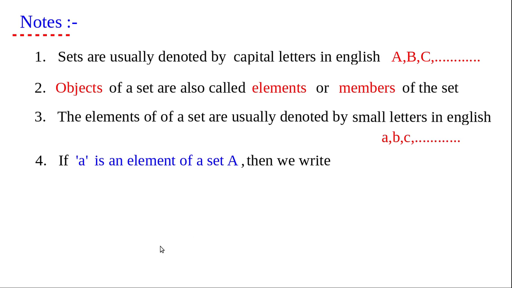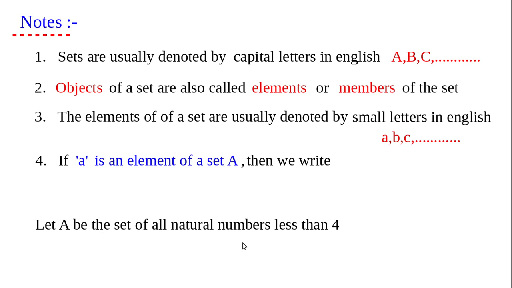If a is an element in the set capital A, then how can we represent it? For that, see the example. Let A be the set of all natural numbers less than 4. Which are the natural numbers less than 4, or which are the elements in the set A? That is 1, 2 and 3. Clearly, 1 is an element in the set A, 2, 3 are also elements in set A. Then we write 1 is an element in A like this, 1 belongs to A.